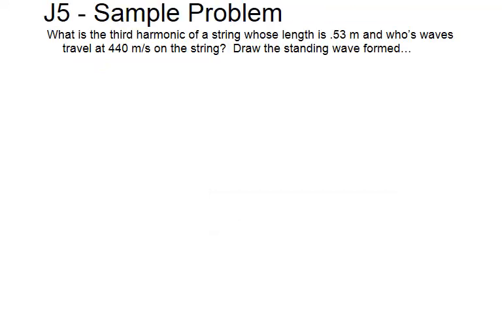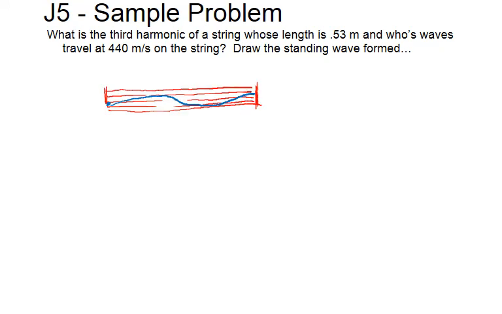So let's go ahead and try this one here. What's the third harmonic for a string that has a length of 0.53 meters, and the speed of the waves on the string is 440 meters per second? So go ahead and pause the clip and give this a shot, and when you're ready to check, you can hit play to continue.